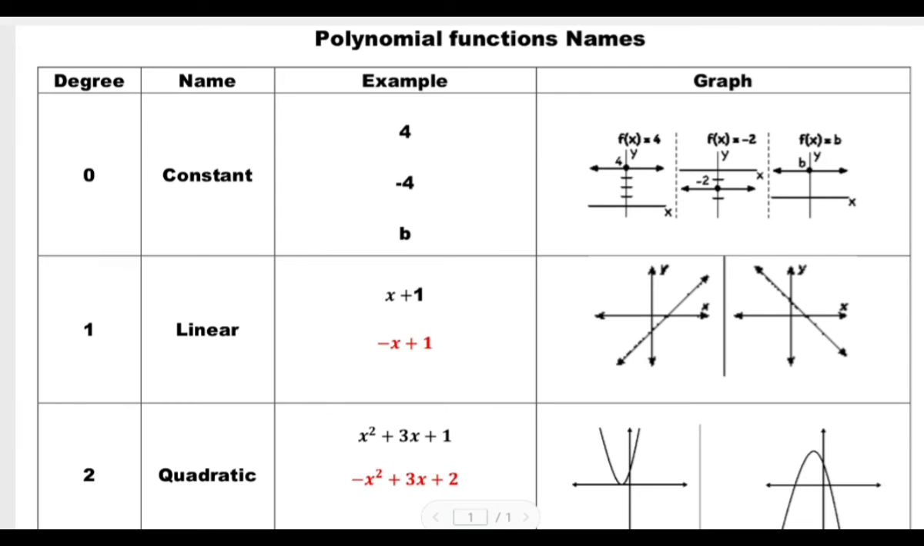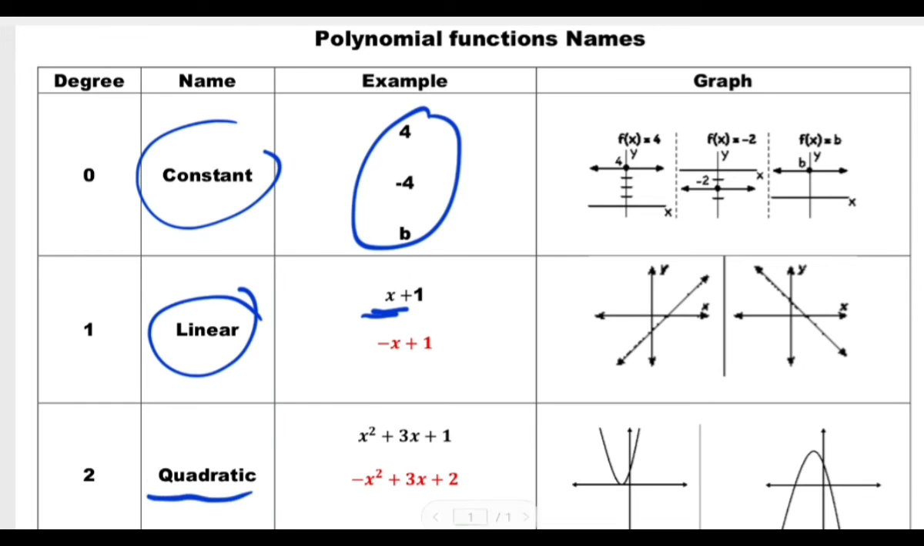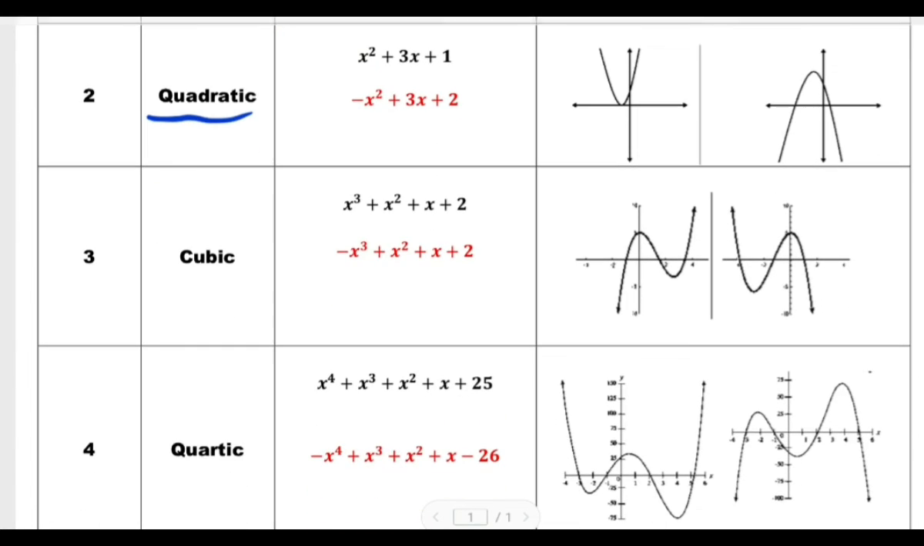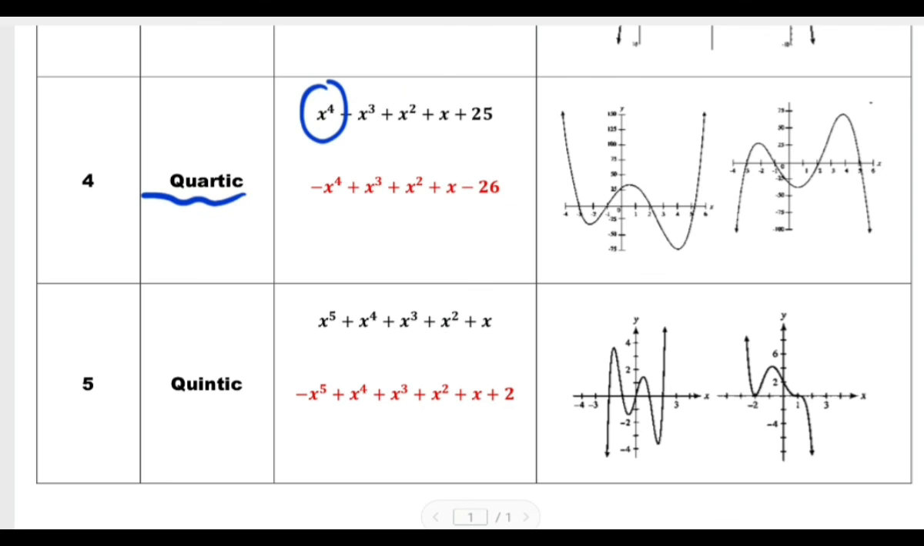Let's summarize it after all very quickly. If it's just a number, we call it constant. If it's just power 1, we call it linear. If it's power 2, we call it quadratic function. And if it's power 3, we call it cubic. And if it's power 4, we call it quartic. And if it's power 5, we call it quintic function.